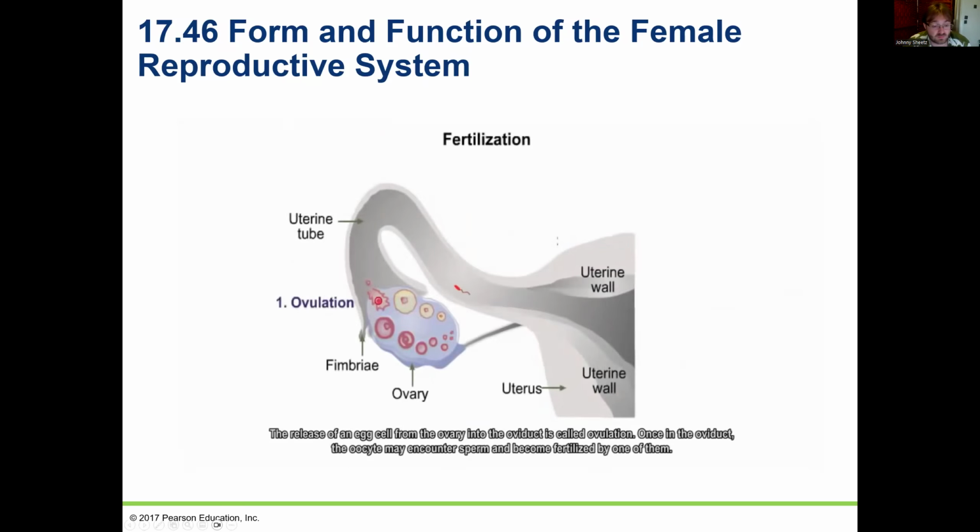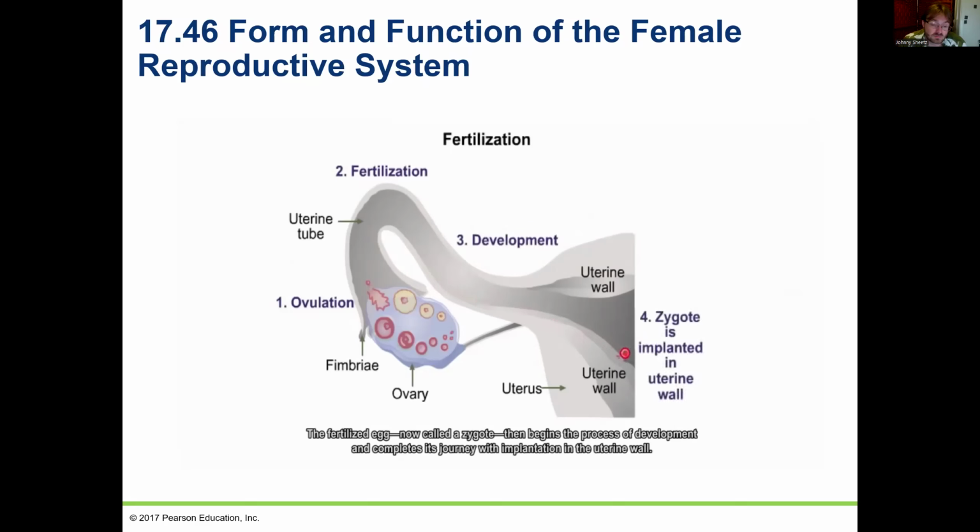The release of an egg cell from the ovary into the oviduct is called ovulation. Once in the oviduct, the oocyte may encounter sperm and become fertilized by one of them. The fertilized egg, now called a zygote, then begins the process of development and completes its journey with implantation into the uterine wall.